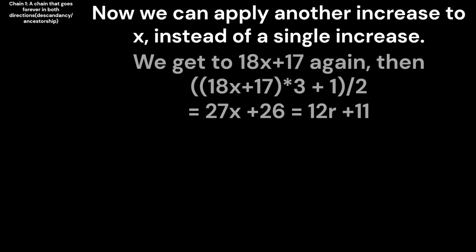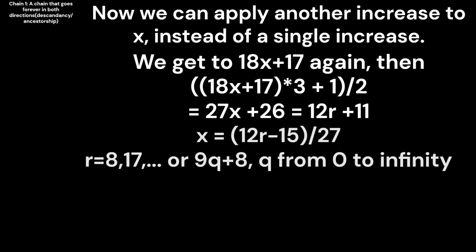We can now apply the same exact process again. So we ended up at 18x plus 17, so now let's do it one more time, times 3 plus 1 over 2 is equal to 27x plus 26, which then must be equal to some 12r plus 11. Solving for x, we get 12r minus 15 over 27. When we solve for what r can equal so that r and x are both integers, we get 8, 17, etc.